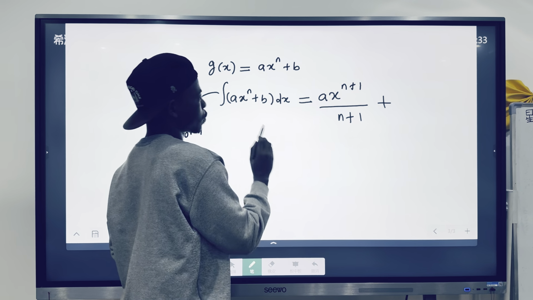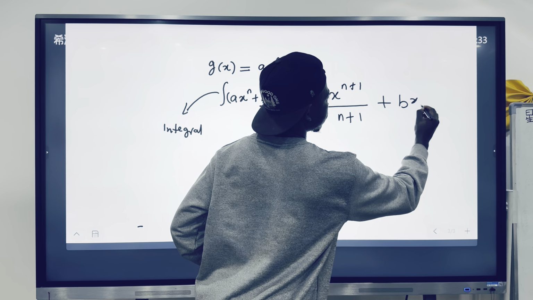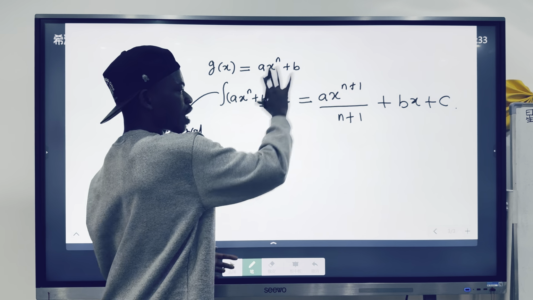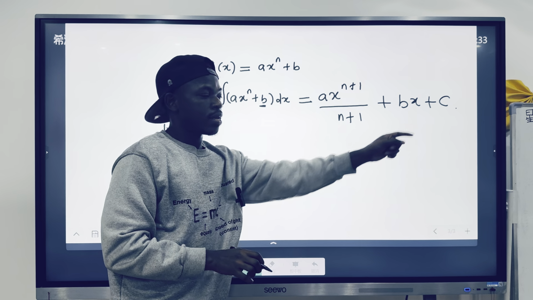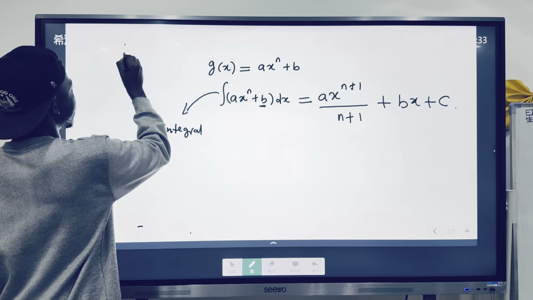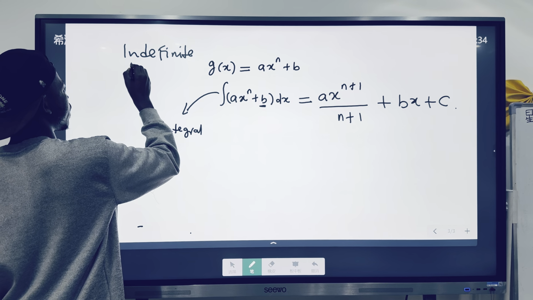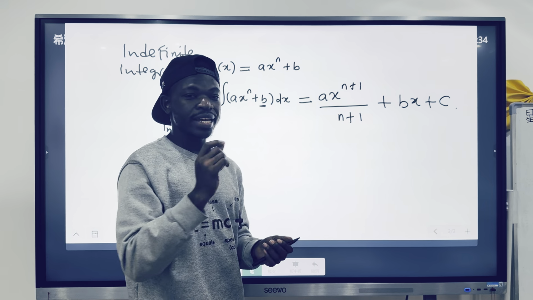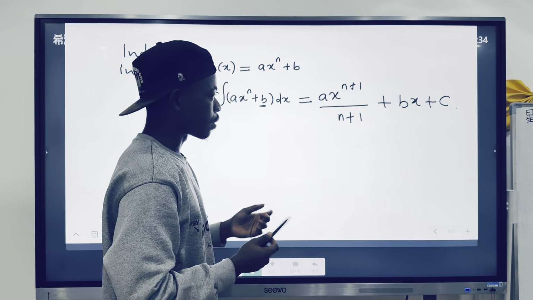Then plus, so this b has no x. So all you need to do is give it an x. Then plus c. Always add a constant c. So this type of integral where we are not getting the exact value and we are adding c, we call it the indefinite integral. So it's called the indefinite what? Integral. So when you're finding the indefinite integral, you're not finding the exact value, you're not finding the exact area, and you always need to add the c, the constant.